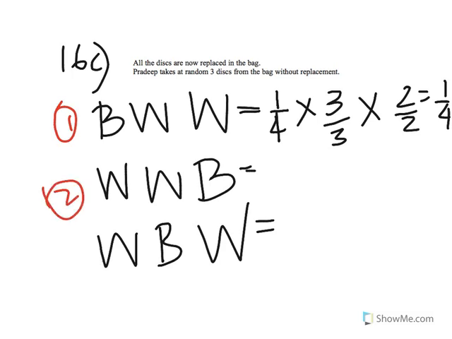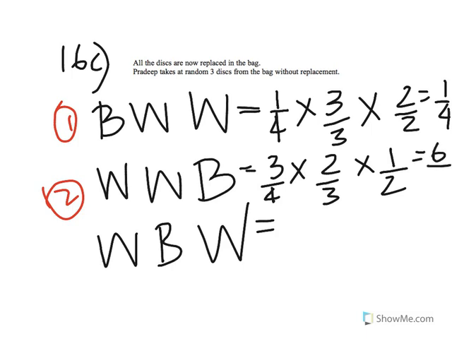For the second event, the probability of him picking a white disc at first would be 3 out of 4. Then for the second disc to be white, it would be a 2 out of 3 chance. And for the third disc to be white, it would be a 1 out of 2 chance. And so that would give you 6 over 24, or a 1 out of 4 chance. Okay, so that's the second.